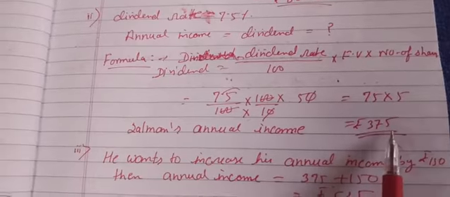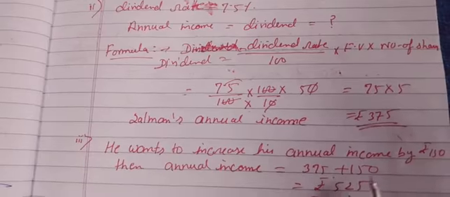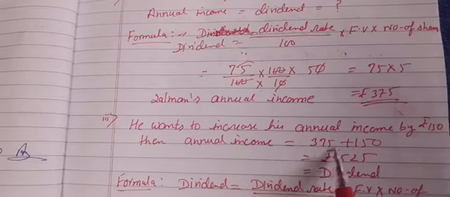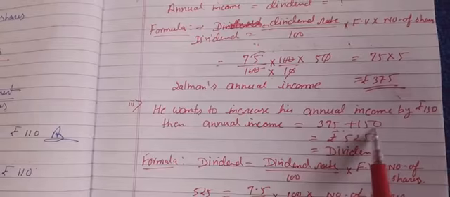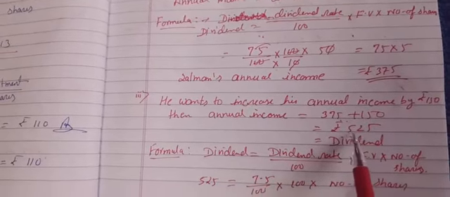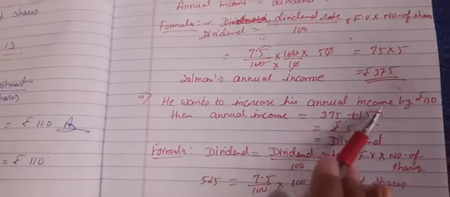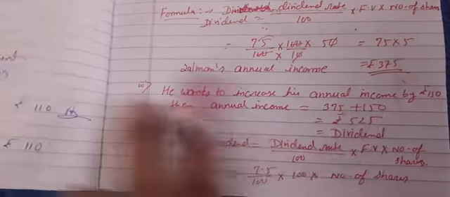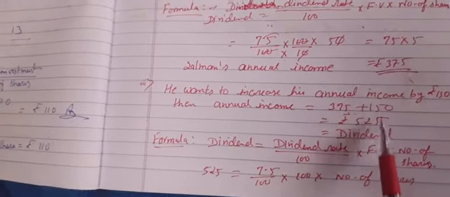Just now we have calculated that his total income is 375 rupees, but his planning was that he wants to earn 150 rupees more. It means he wants to earn rupees 525. Earlier his income is 375 rupees, but he wants 150 rupees more, so I added and written that he wants 525 rupees as dividend. He wants to increase his annual income by rupees 150, then annual income is 375 plus 150. I hope it is clear. Earlier he was already getting this much income, now he wants 525.